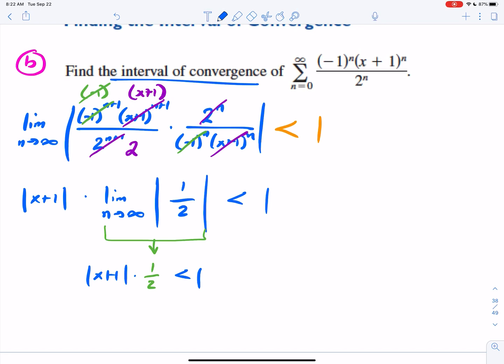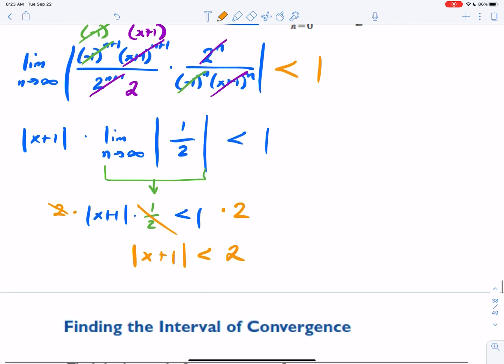Okay. So your goal right now is to get the absolute value isolated. So what we're going to have to do is move that 1/2. So we could divide by 1/2, or we could just multiply by 2 on both sides to get rid of that. Okay? So 1 times 2 is just 2. So here's what you guys have to understand.